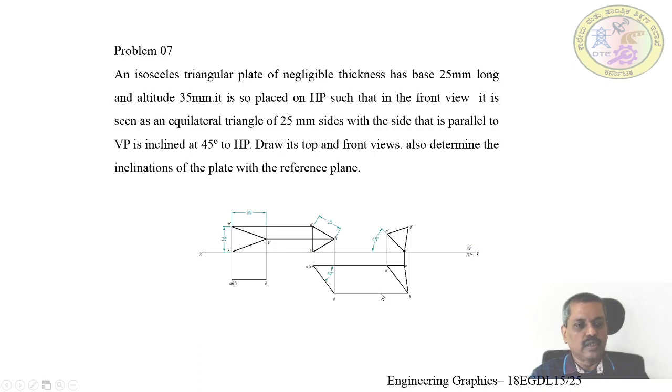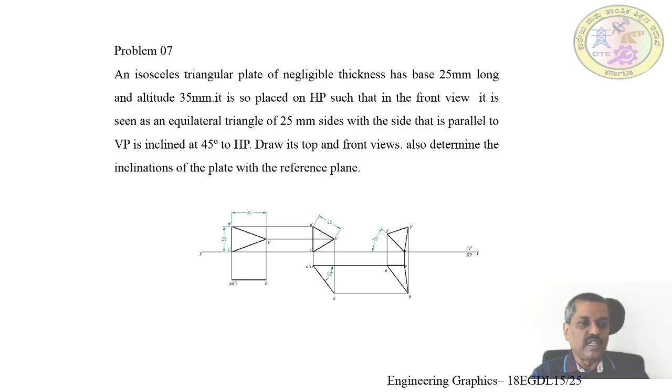All the views, whether it is apparent or true, should be drawn with 0.4 mm. That you always remember, and measure this angle. This is the angle made by the plane with the VP, which is shown in HP, and because of this angle, 52 degree, it has been distorted from isosceles to equilateral. So we are already done with the second position.